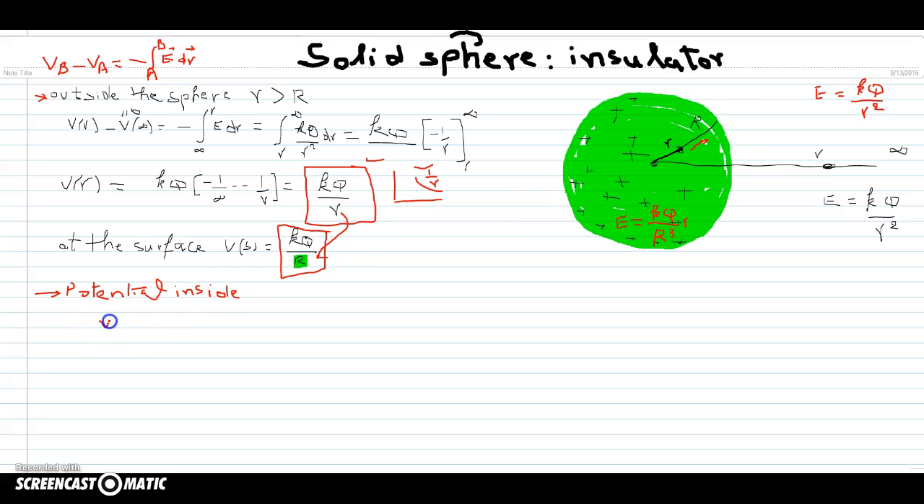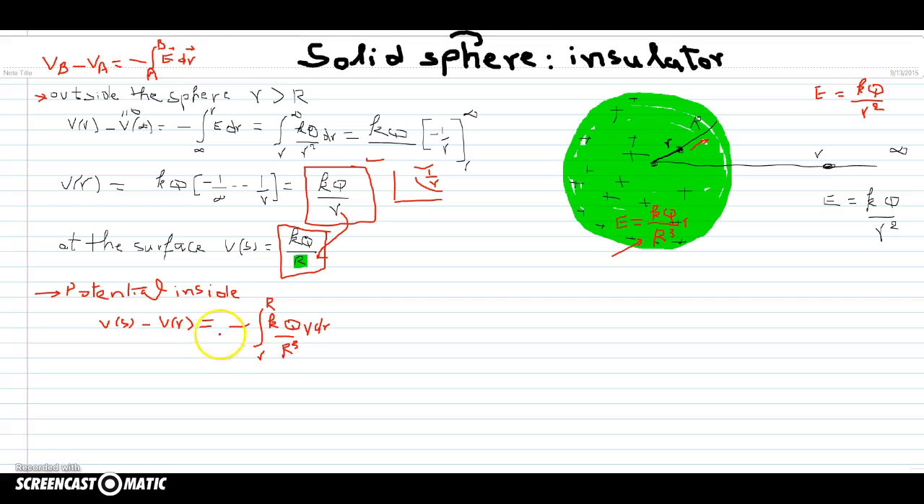So that means V of the surface, minus V at position r, the starting point, since we're moving outward, equals minus the integral from r to R, the surface, of E dr. And E, we said, is this equation here, so that is K, the Q over R cubed, and then r dr.